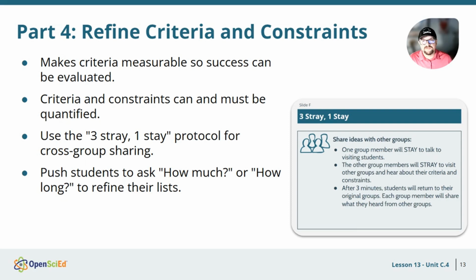For part four, students are using a three-stray, one-stay protocol where one group member stays at their table to share their site's initial criteria, while the other three rotate to other tables to gather ideas. Students are writing down parameters on chart paper and asking each other questions about local requirements. This step transitions students from qualitative brainstorming to quantitative engineering. It forces them to define measurable benchmarks so that any proposed design can be systematically evaluated for success.